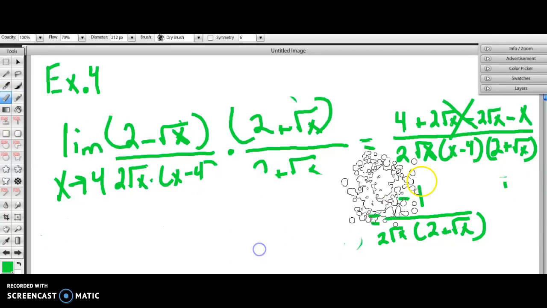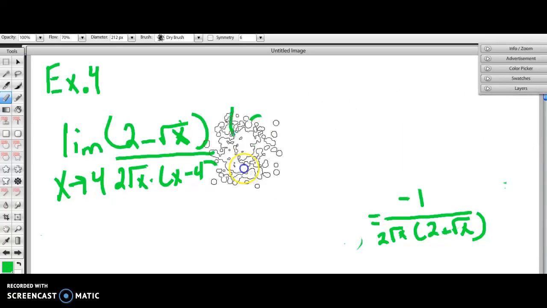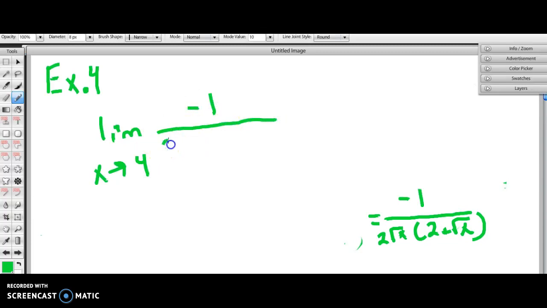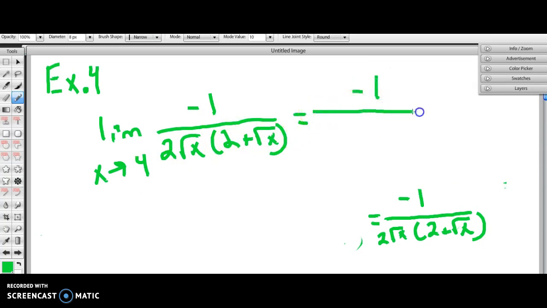And it's bad that I'm not rewriting the limit of x approaching 4. So make sure whenever you start a new line, always start off with the limit as x approaches 4. So negative 1 over 2 times square root of x times 2 plus square root of x. So if I plug in the 4, I'm going to have negative 1 over 2 times square root of 4 times 2 plus the square root of 4.